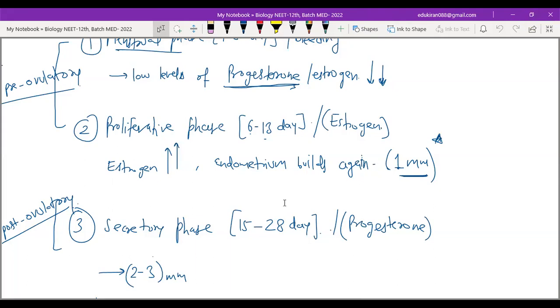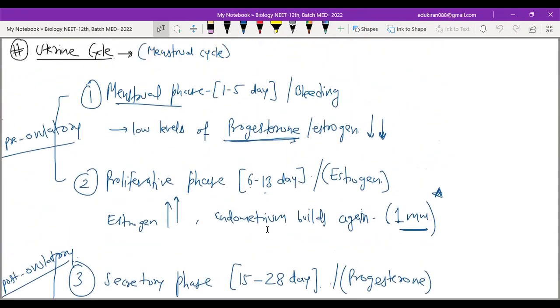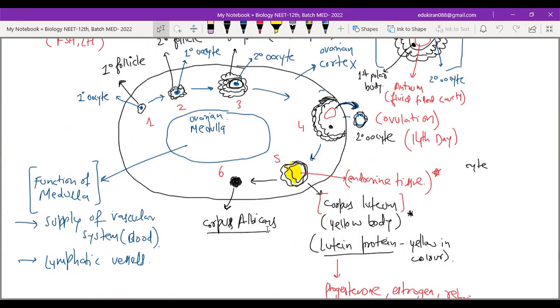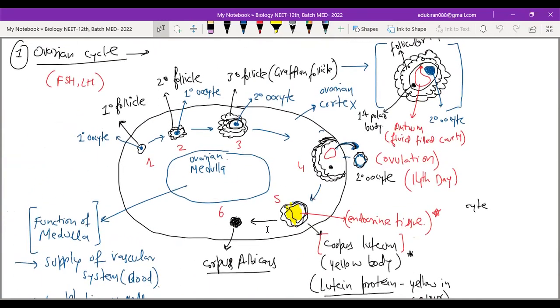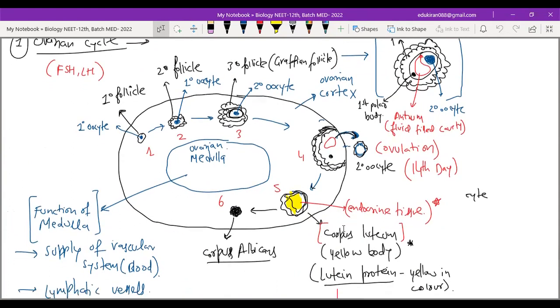The egg comes out and is collected by the fimbriae, that is the part of the oviduct. Then what happens to the Graafian follicle is it becomes the corpus luteum, which secretes progesterone, estrogen, what else? Relaxin, yes, and inhibin.